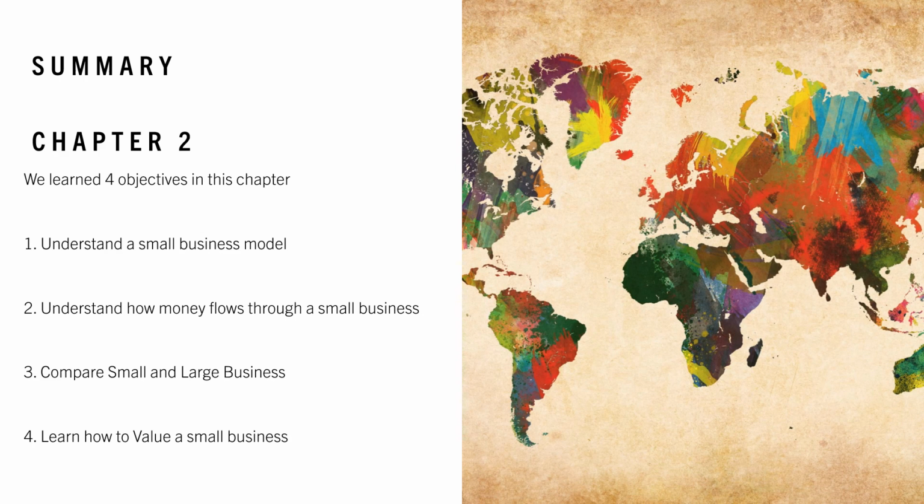So, to summarize, we had four main objectives. The first was to describe a small business model, and the next was how money flows through a small business, a comparison of small business with a large business, and how you value a small business. So this concludes chapter 2. Thank you, and see you soon in chapter 3.